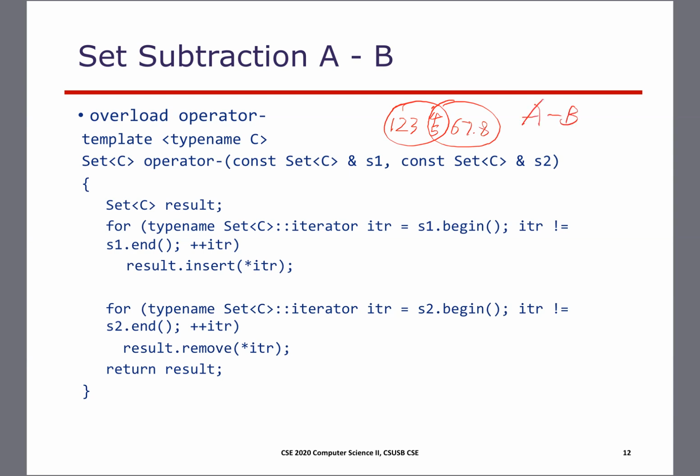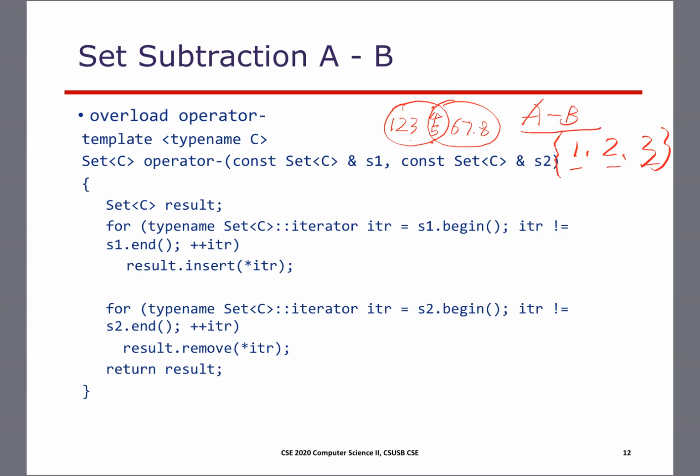A minus B, or the difference between A and B, is the elements that are in A but not in B. So the elements in A but not in B are 1, 2, 3. 4 and 5 are in A but they are also in B. So in A minus B, we don't have 4, 5. We only have 1, 2, 3.